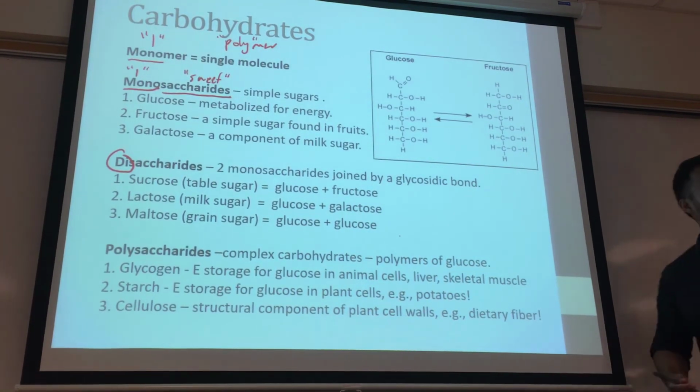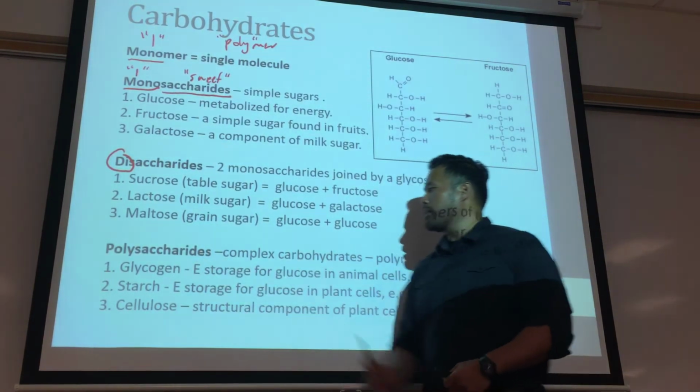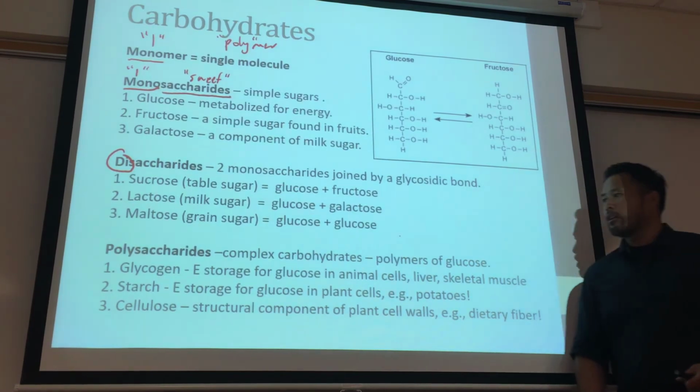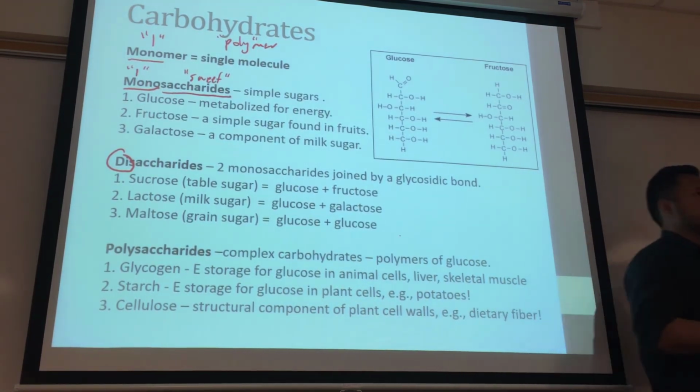Now, we don't form starch. We form our polysaccharides in the form of glycogen. And where do we store that glycogen? We store it in the liver and we store it in the muscle.